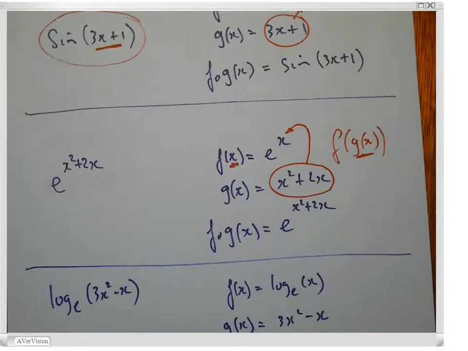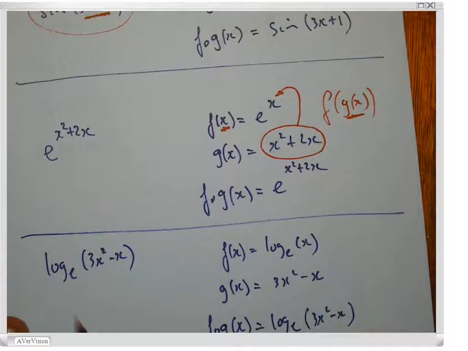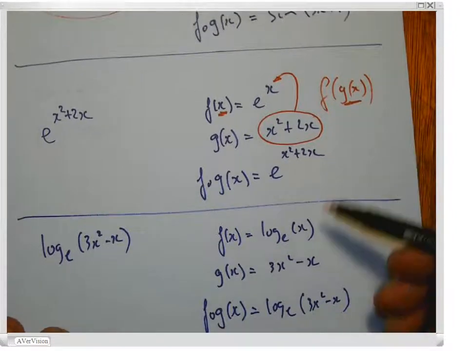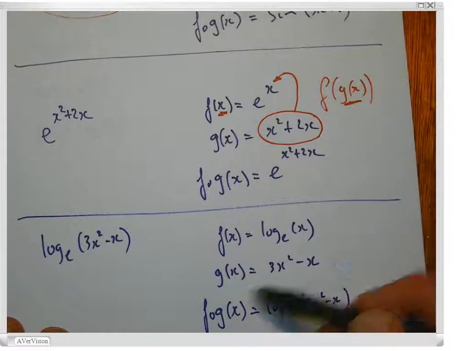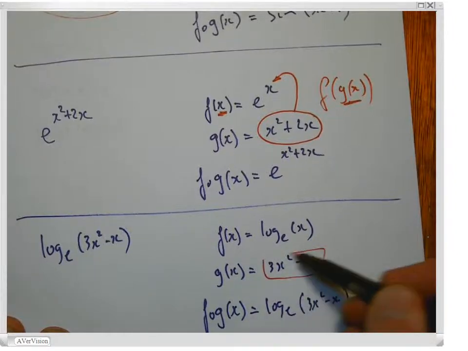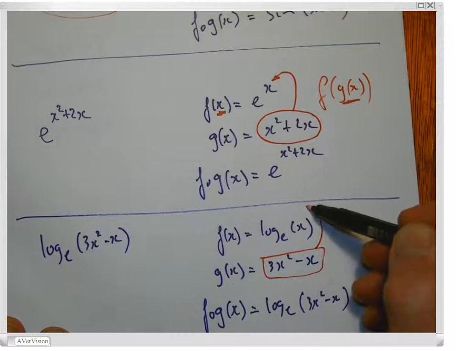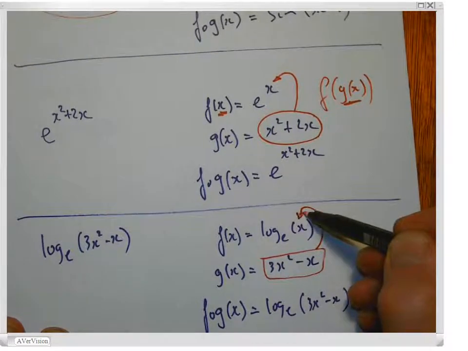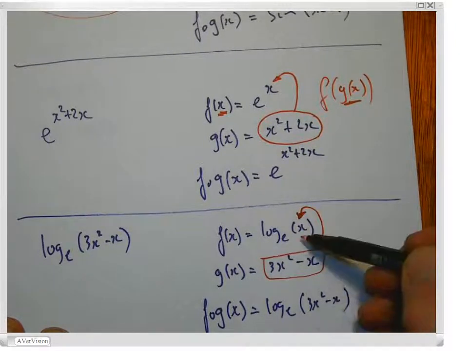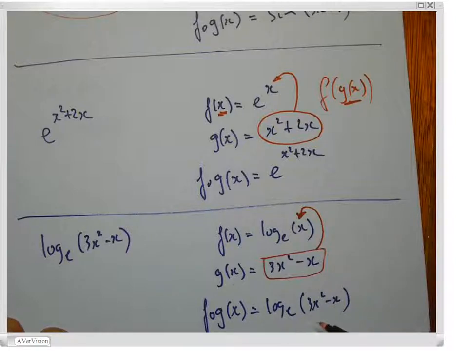Third example is the logarithm, log base e of 3x squared minus x. Therefore f of x will be log base e of x, g of x is 3x squared minus x, and in f∘g, g of x sits where x would be, so I end up with log base e of 3x squared minus x.